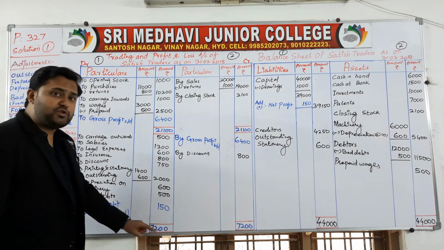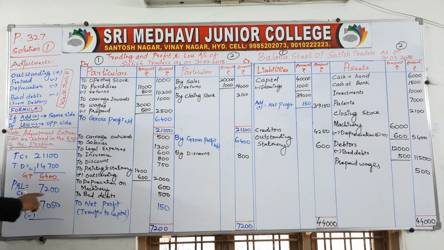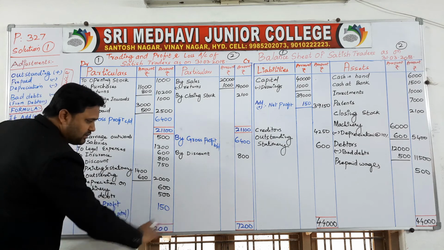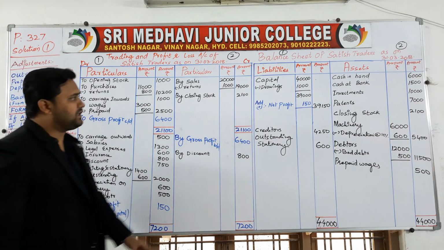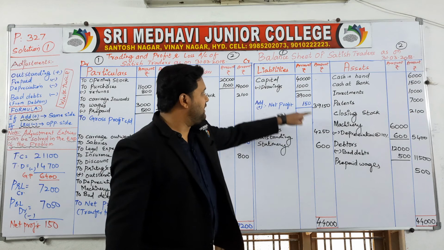Then which one is the greater amount? 7,200, the profit and loss account credit side value. Write that 7,200 on both sides and subtract the debit amount from the credit amount of the profit and loss account, which is nothing but 7,200 minus 7,050. Then you will come to know the net profit. Net profit is transferred to capital. Net profit is going to be added to capital.